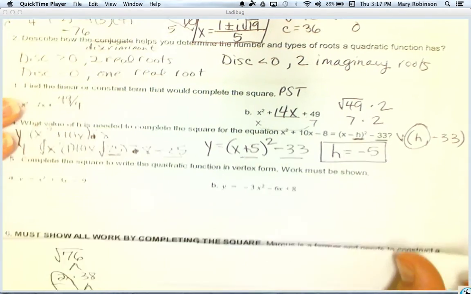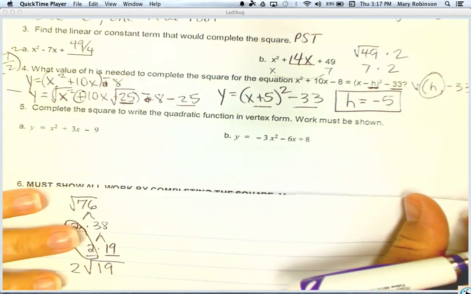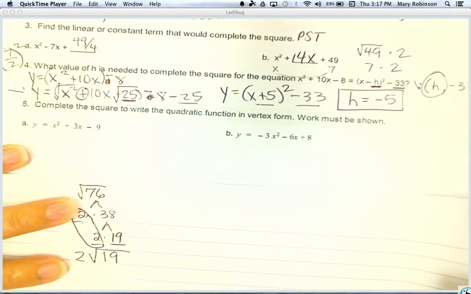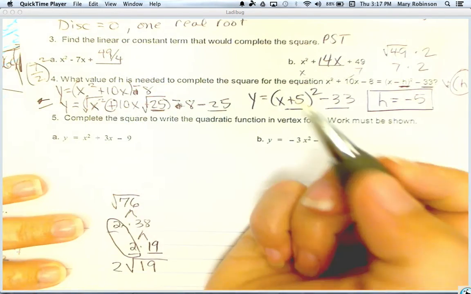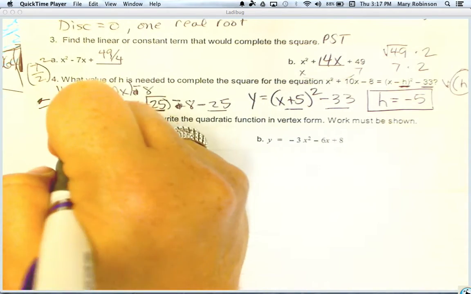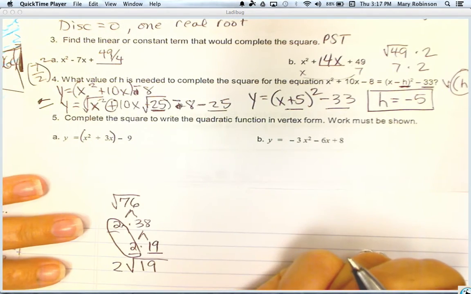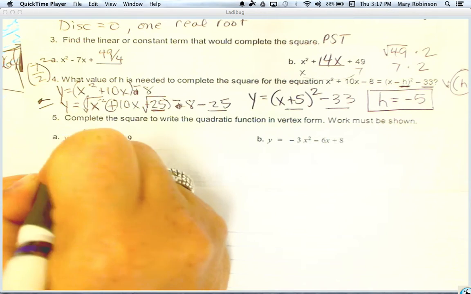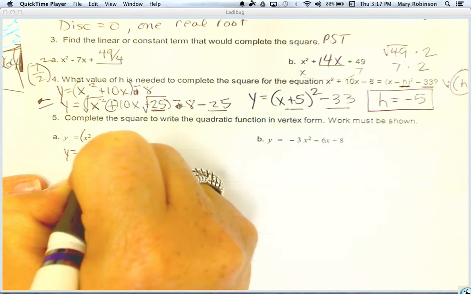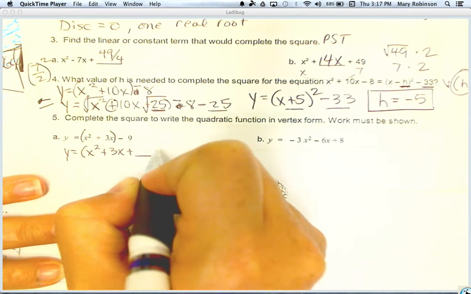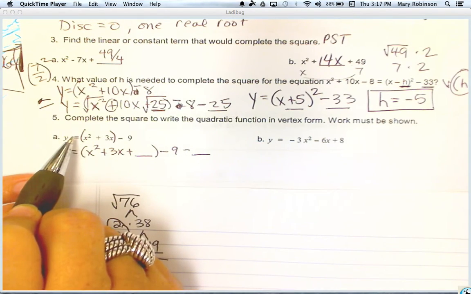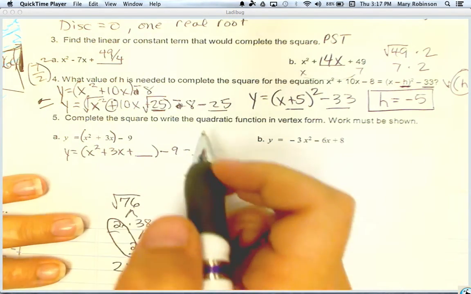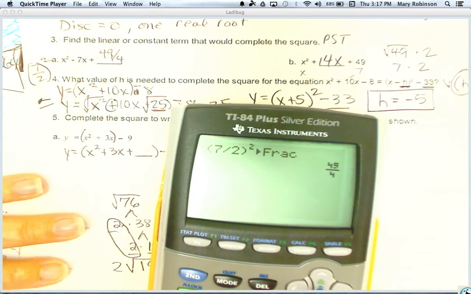All right, and lastly for this video, it says complete the square to write the quadratic function in vertex form, and make sure you show your work. So similar to how we just did for 4, parentheses around our quadratic and linear terms. We're going to need to put in our blanks. And remember, because a is positive, we'll subtract at the end. And then we take half of 3 and square it.